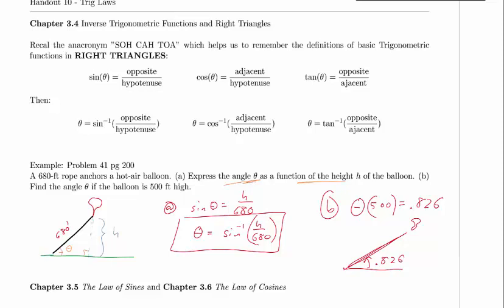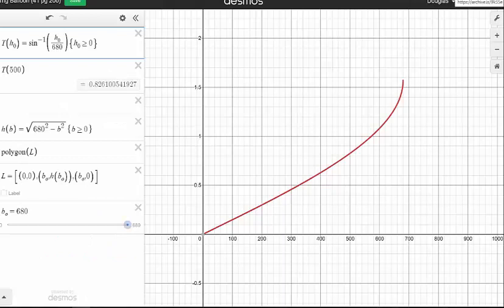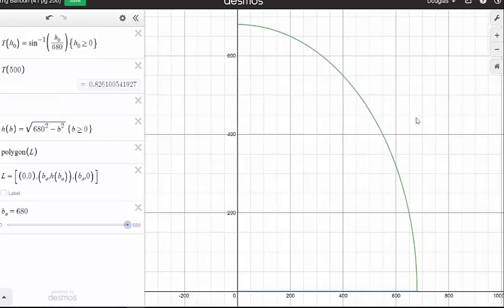All right, I want us to look a little bit more at that graph. You may have noticed that I have some other things listed over here. We're going to go ahead and zoom out. So here we've got a graph of the height of the balloon as a function of the base, as we have right here. Basically this is the Pythagorean identity. And what we mean by base is how far to the left or to the right the balloon is from the point that it's tethered down.